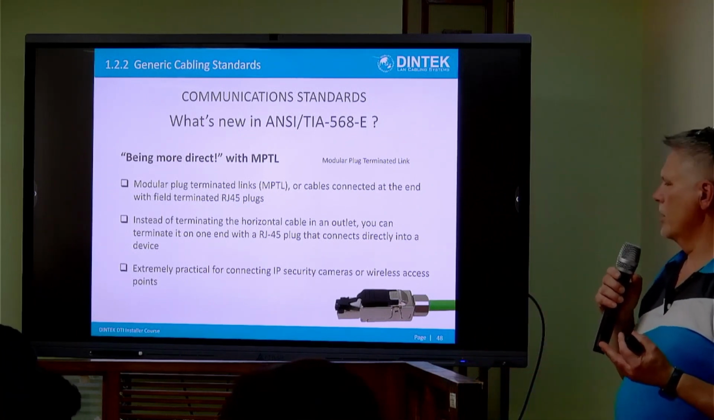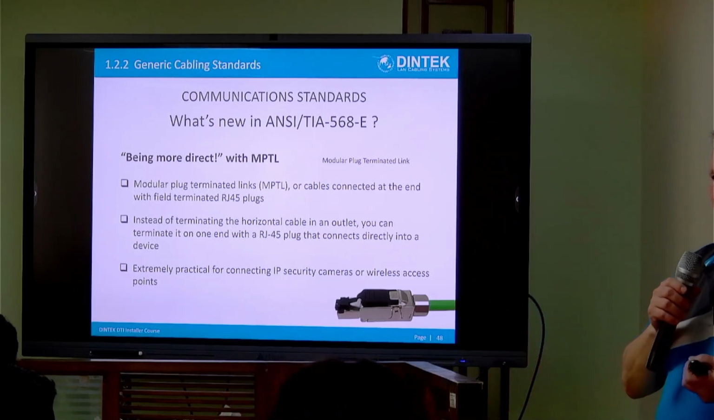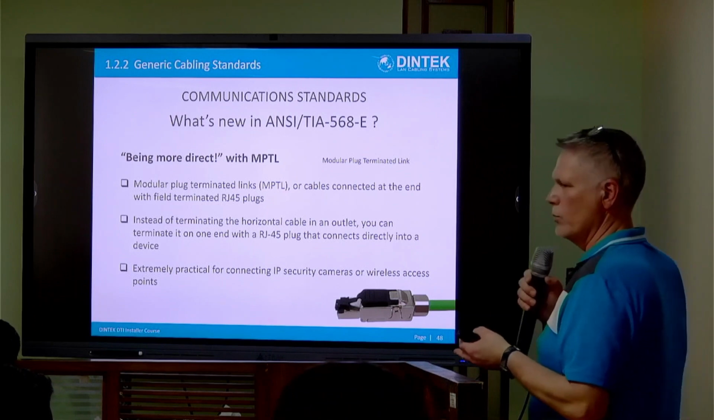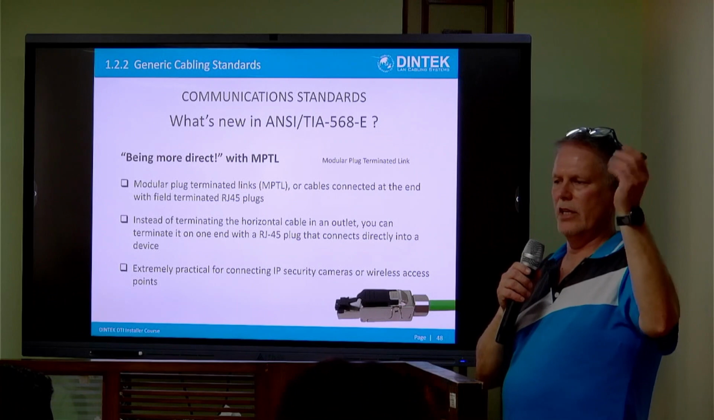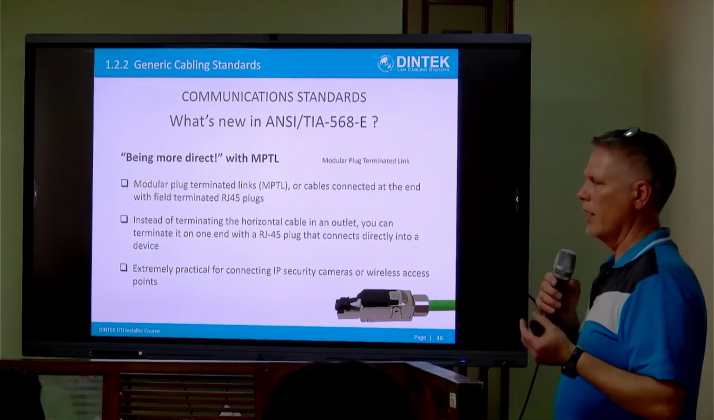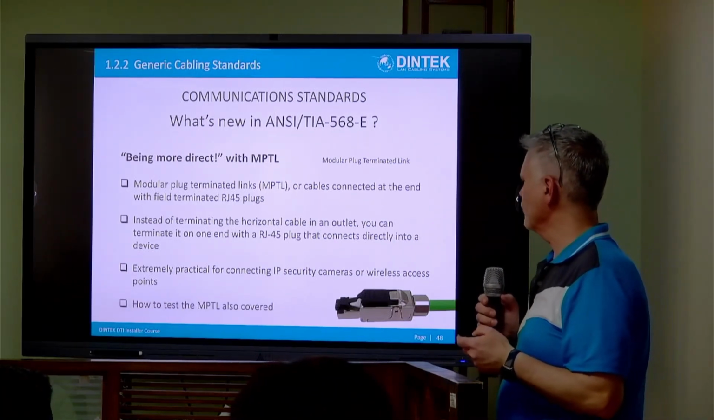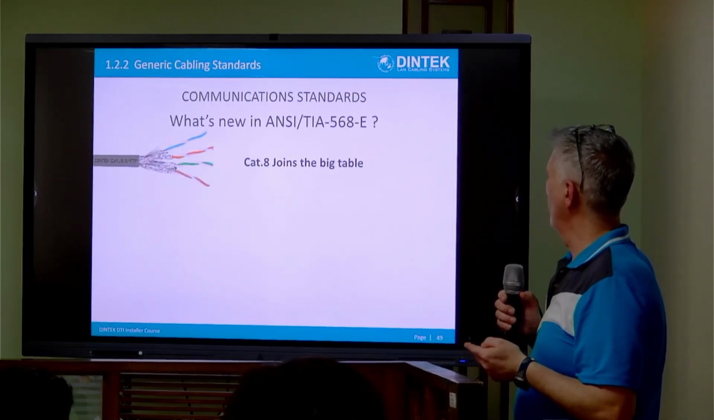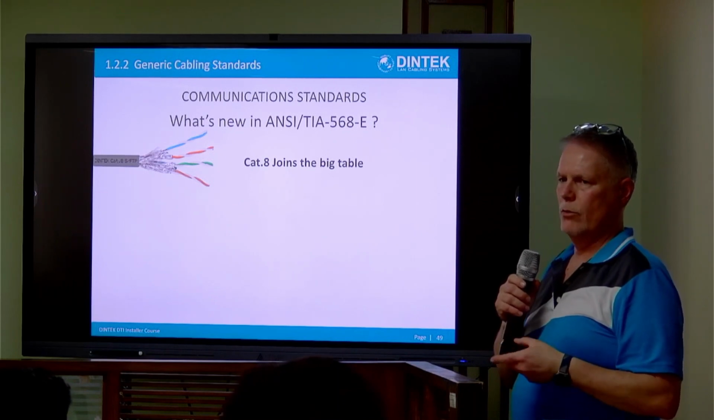The main reason for having them is they're a much more rugged plug than a standard plastic RJ45. And if you're in certain industrial settings, or you've got cables in the ceilings you want to connect up to wireless access points, you want a more robust plug, you're more likely to use something like this. They brought in category 8 into the new standards as well. So beforehand it was just an addendum to the standards, now it's actually part of the standards itself.